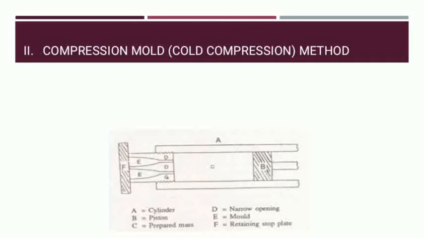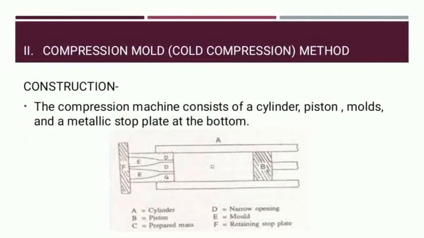So this is the image of this mold. We'll be talking about its construction. The compression machine consists of a cylinder, piston, mold and a metallic stop plate at the bottom.